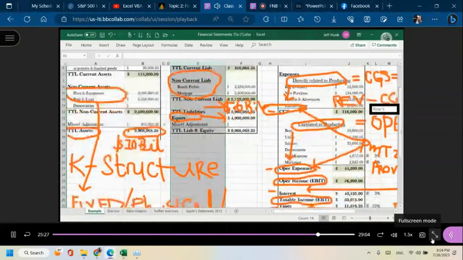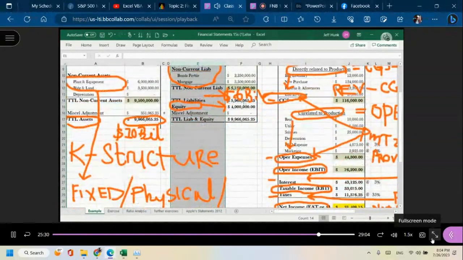But this is basically, by looking at this, you can tell this $10 billion total assets came from 60%, because $6 billion came from debt, $4 billion came from equity. So their capital structure is 60% debt to 40% equity.